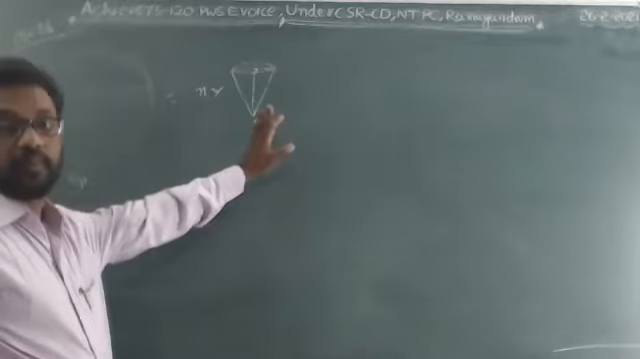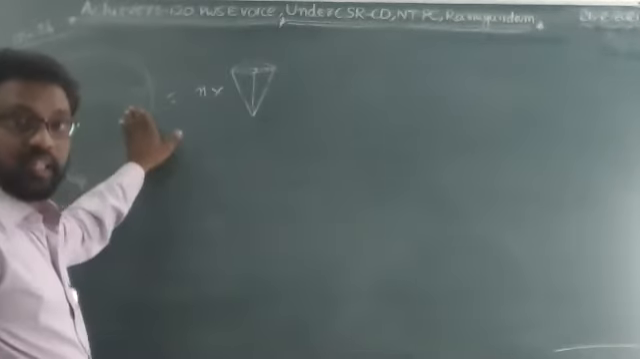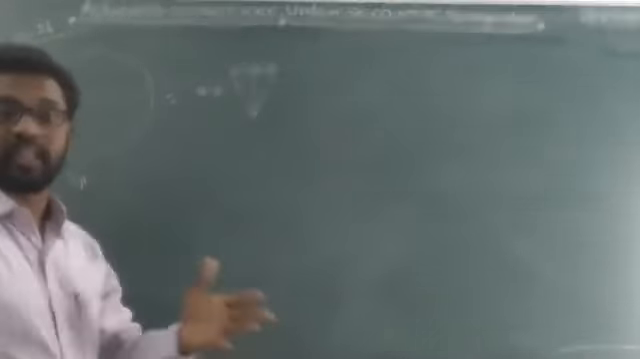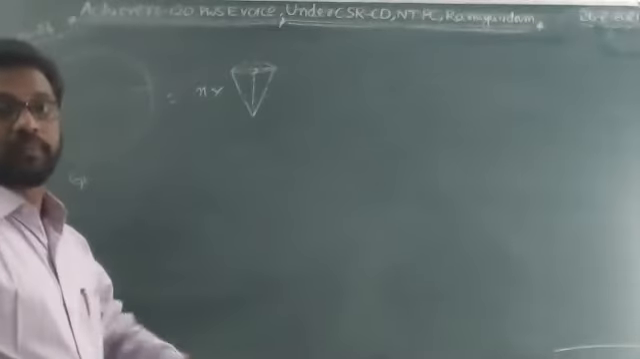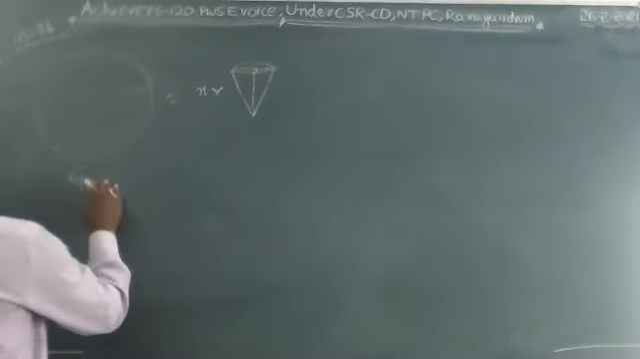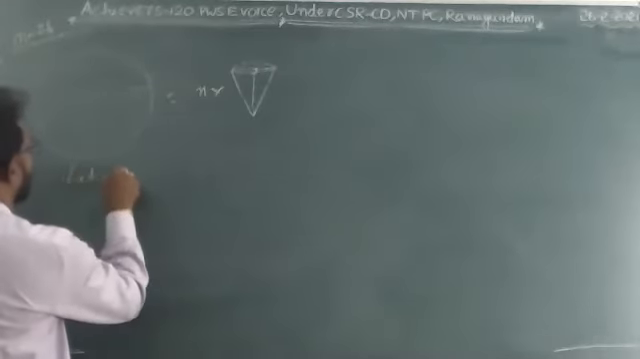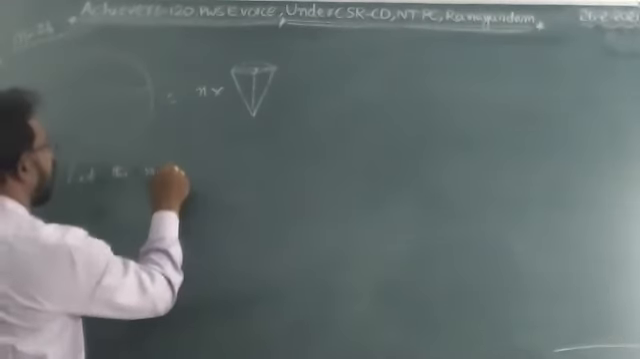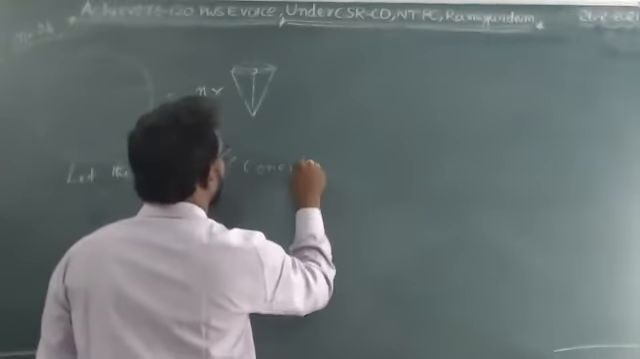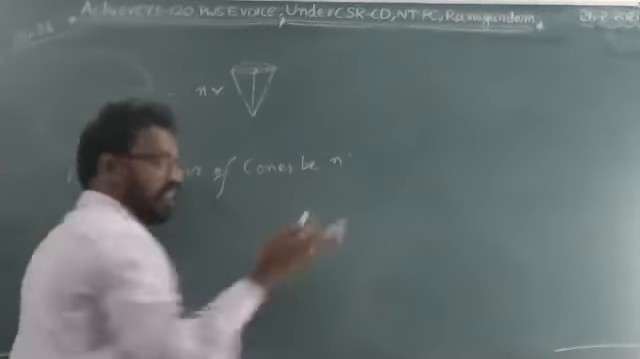That is the question. The sphere is totally recast and converted into cones. So how many cones are prepared with the dimensions given? The diameter is given here. Let the number of cones be n. We don't know it, right?